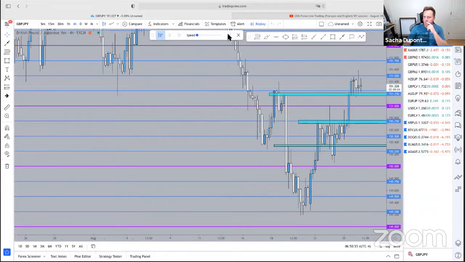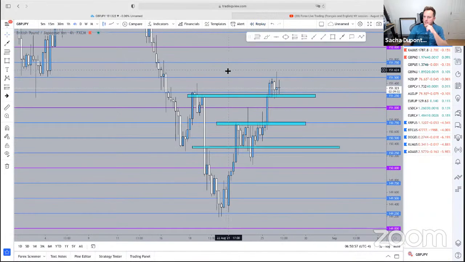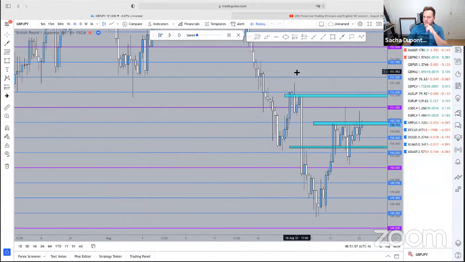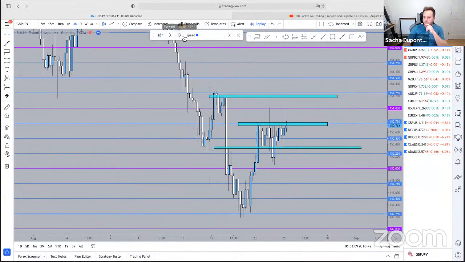So basically, man, this freaking thing on TradingView pissed me off, man. What is this arrow? So annoying. So nice. So let's do that again.